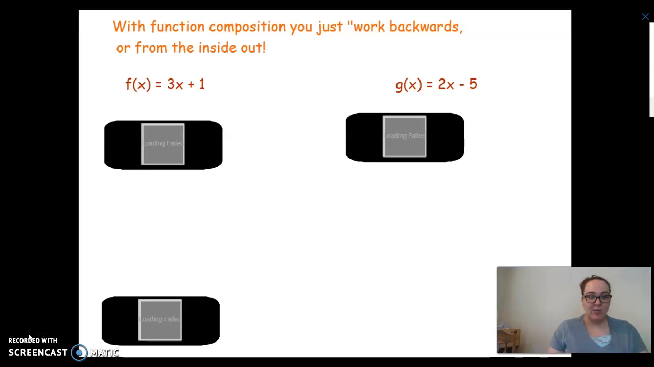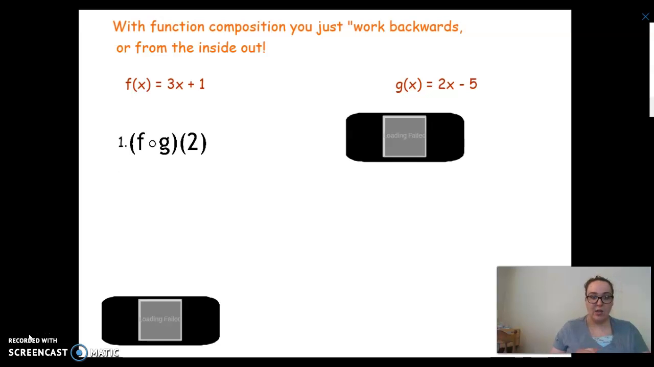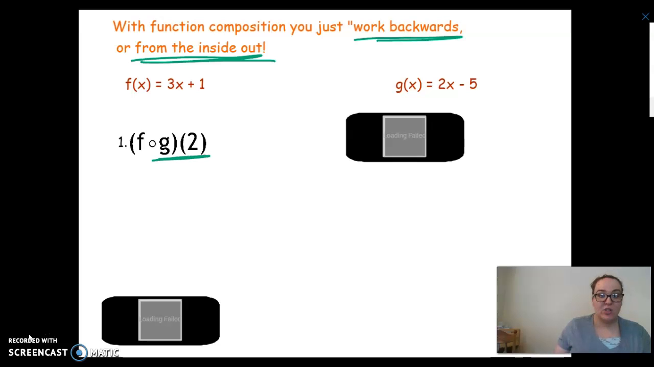f of x equals 3x plus 1. g of x is 2x minus 5. And here is the first one. So f of g of 2. So we're working backwards, working from the inside out. Inside out here would be starting at g of 2.